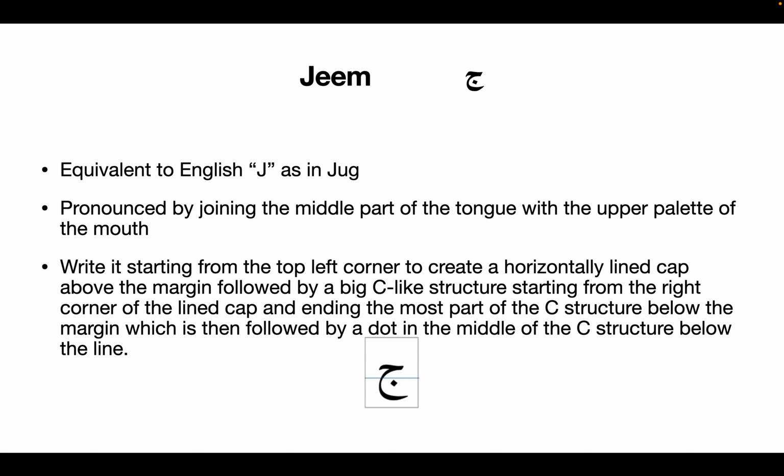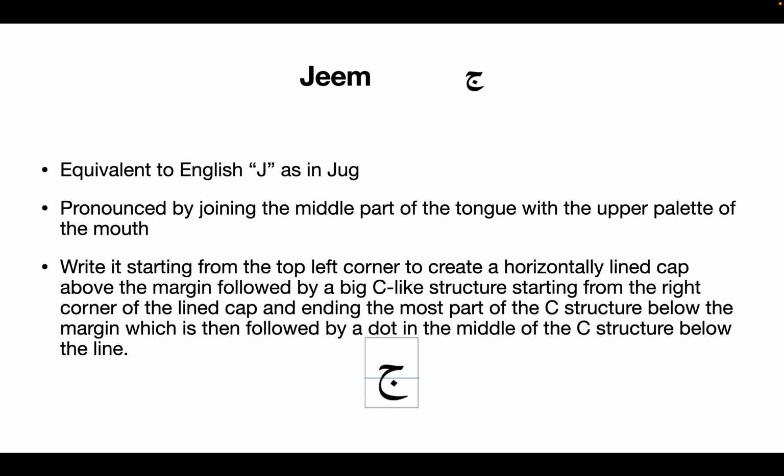And finally, we have a dot which is placed in the middle of the C-like structure to form the letter G. We must note that this dot comes below the margin. So this is letter G, which produces the strong J sound, just like in Arabic Jannah. Jannah means a paradise or a garden in Arabic, and it starts from this letter Jeem.